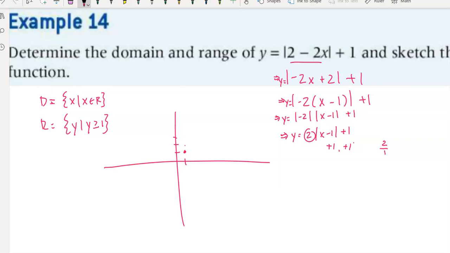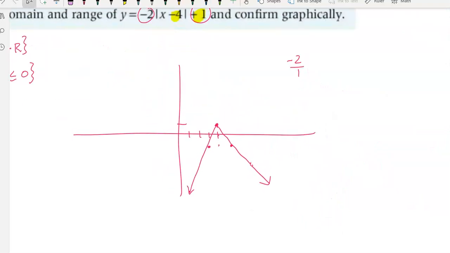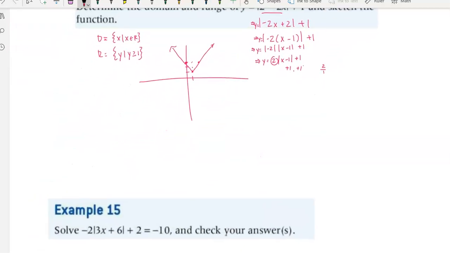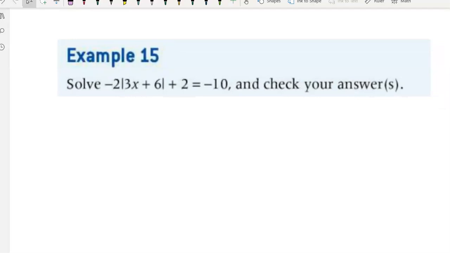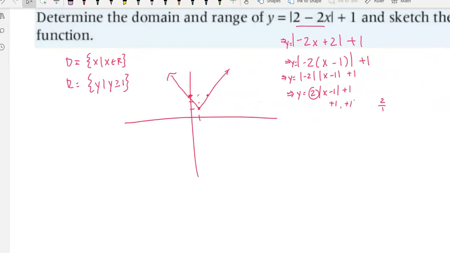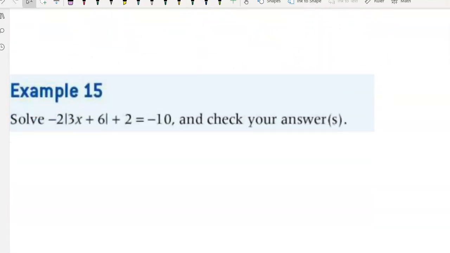Right 1, up 2, to the right 1. There we go. I hope I did that right. Oh, did I go down 2? Down 1, 2. Yes, I did. Good job, Miss Alstrom. Okay, example 15. Okay, I'm going back to this. There you go, and sketch the function. There we go. Okay, good job.